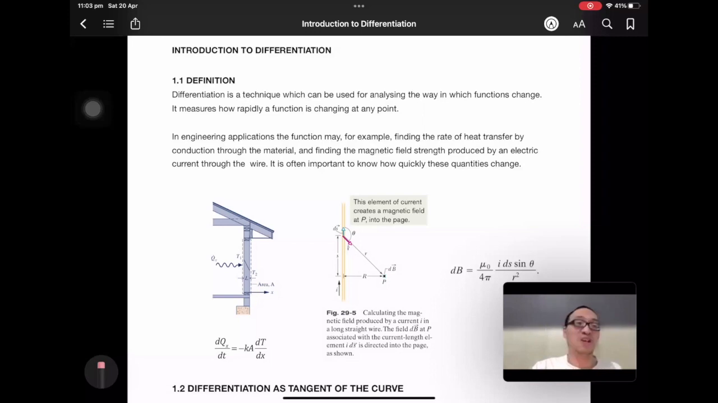How do we derive the function, especially the rules of differentiation? So let me start with the definition of differentiation. As you know, differentiation is a technique that we use to find or check the change of a quantity.